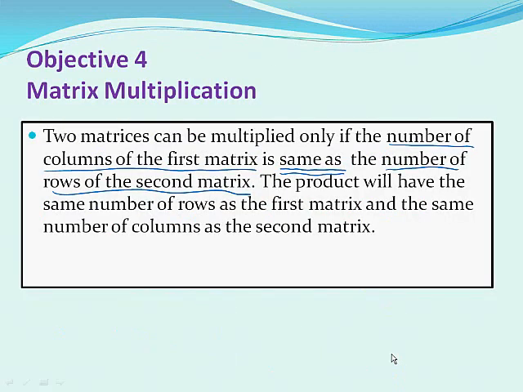Matrix multiplication. Two matrices can be multiplied only if the number of columns of the first matrix is the same as the number of rows of the second matrix. The product will have the same number of rows as the first matrix and the same number of columns as the second matrix.